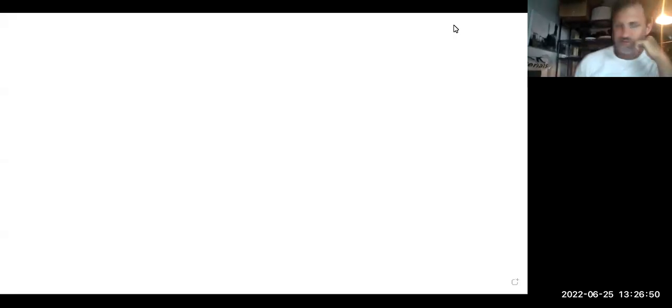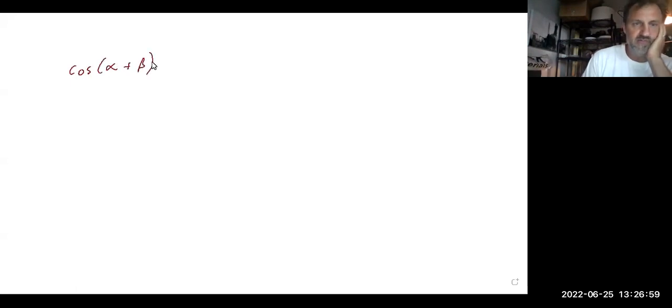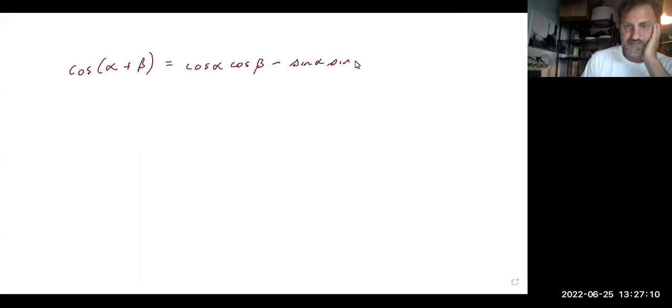Okay, so let's look at the double angle and half angle formulas. So let's start with the double angle for cosine, starting from the sum formula. The cosine sum formula is cosine alpha cosine beta minus sine alpha sine beta. And so if we do cosine of alpha plus alpha, that makes cosine 2 alpha. This is the double angle formula.